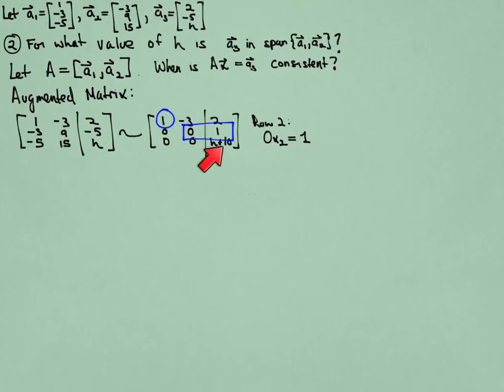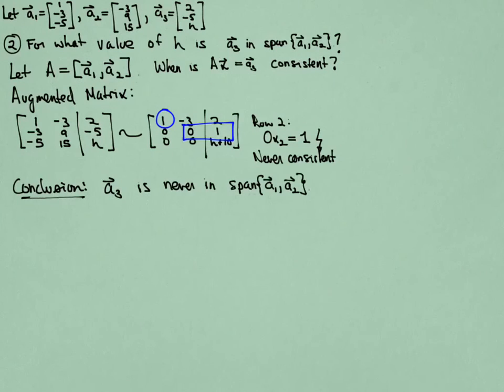Notice that the big problem, regardless of what h is, is this second row. It says 0 times x2 is equal to 1. That can never happen. That's a contradiction, and therefore it can never be consistent. It had nothing to do with what happened in the third row, and we can come to the conclusion that a3 is never in the span of a1 and a2. You can never choose h to make that happen.